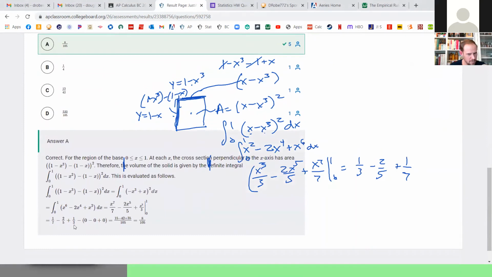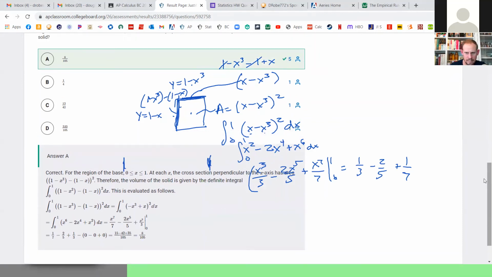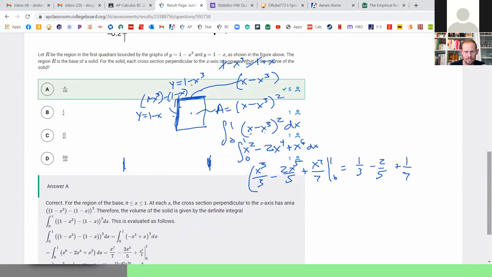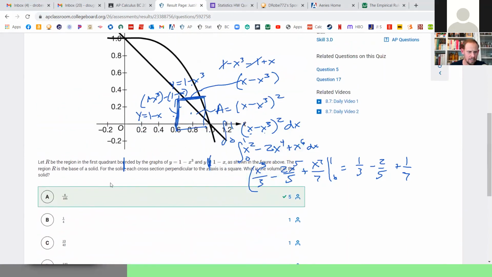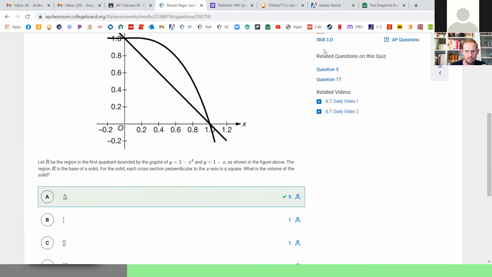They just magically jump from this to that. But yeah, they've got the 1/7, they got the minus 2/5, they got the plus 1/3. And I am confident that you guys could get to 8 over 105 from that somehow, magically, maybe. Yeah, multiply this one by 35, multiply this one by 21, multiply this one by 15. I think that gets us there. Yeah, that should get us there. All right, so there's our answer.